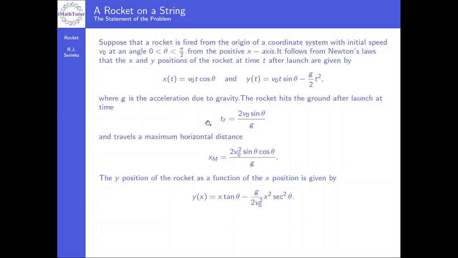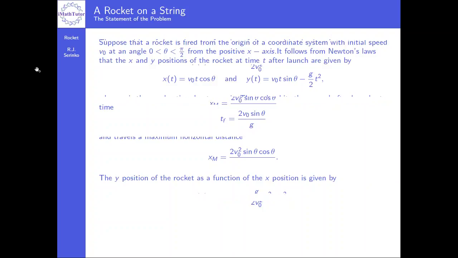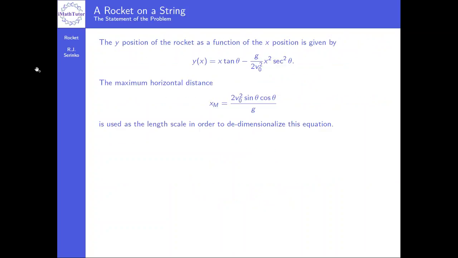Now what we want to do is eliminate t from this expression for y and look at it as a function of x. To do that, we look at this expression and solve for t in terms of x, substitute into the expression for y, and we arrive at this somewhat messy looking thing. And we want to simplify it. But before we do that, let's summarize what we have here. And we're going to simplify this by de-dimensionalizing the equation.